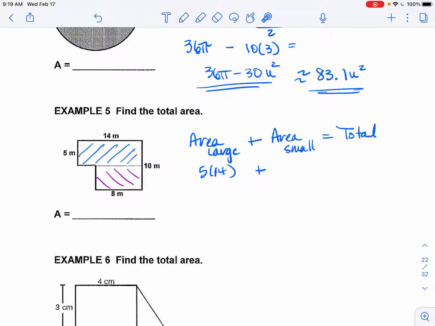Okay, so let's take a look. We know that this whole side length is 10. This piece is 5. Well, then this piece also has to be 5. Okay, so now the side lengths on this small rectangle are going to be 5 times 8. Okay, let's add these together. So 5 times 14, I believe that is 70. 5 times 8 is 40, and so that's 110, and this is meters squared.